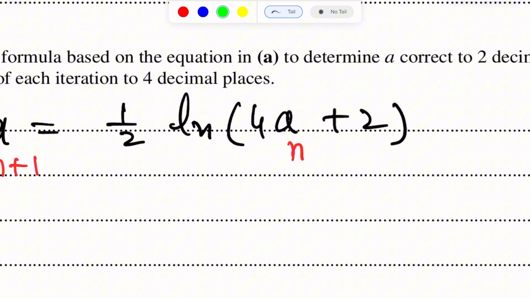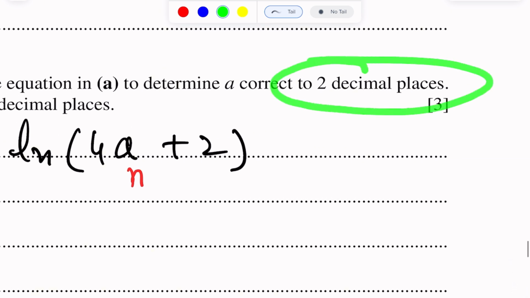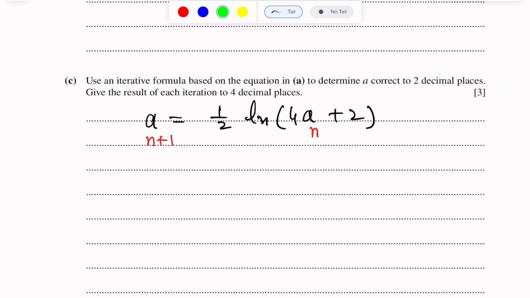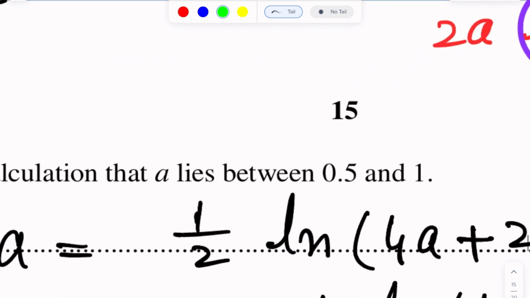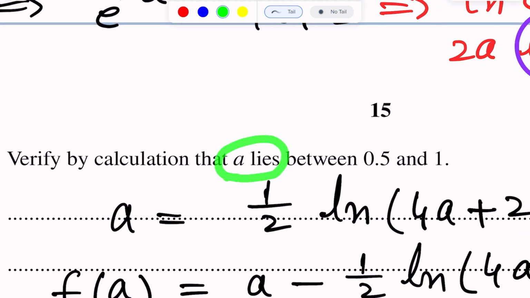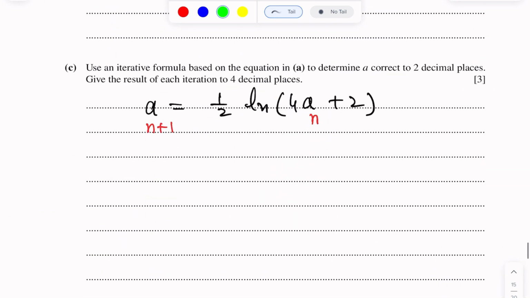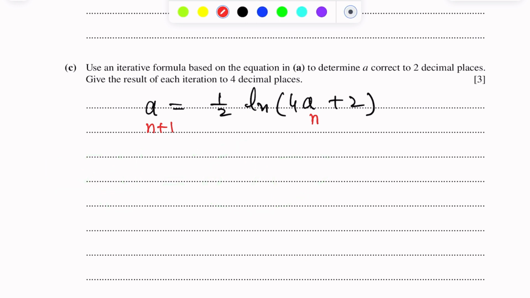Now we will find the different iterations up to 4 decimal places. For the final answer, we have to give 2 decimal places. The starting iteration is not given, so we will take help from this. The root lies between 0.5 and 1. So we take a suitable value between 0.5 and 1, that is the mean value: 0.5 plus 1 over 2, we get 0.75. So we are taking this as the first iteration.